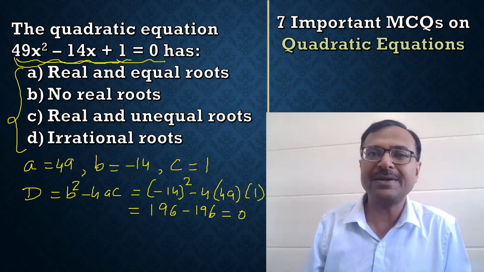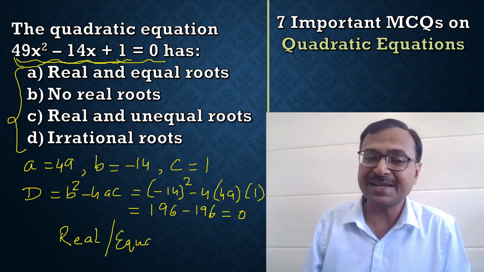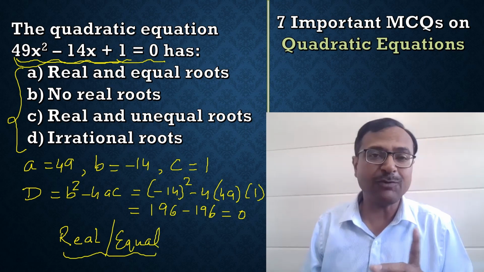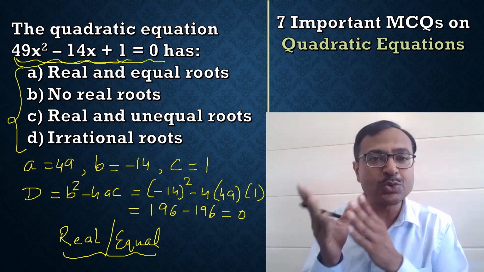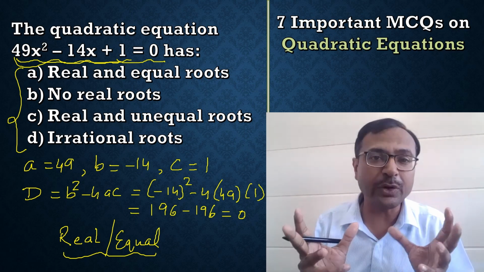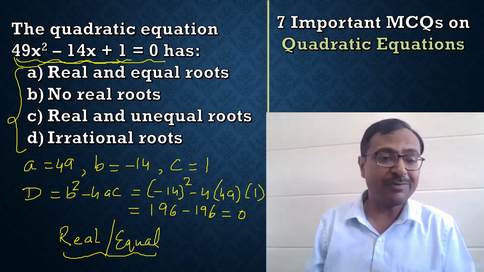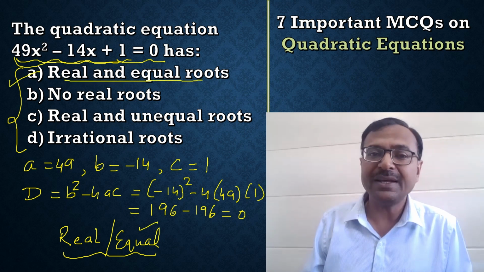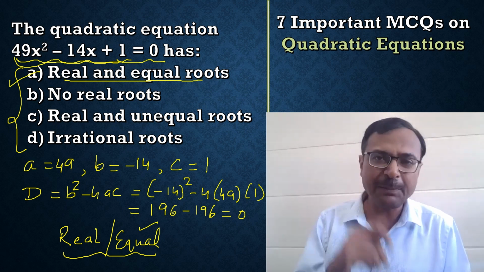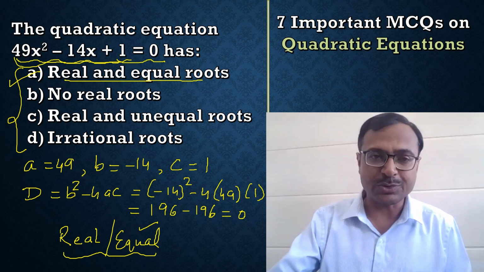And whenever the discriminant is 0, the roots of the quadratic equation are real and they are equal. When you see the quadratic formula, you have plus minus root D. So plus minus root 0, or plus minus 0, is not going to affect the roots, and therefore the 2 roots of the quadratic equation are always going to be equal. So what's the answer for the question? A, real and equal roots. Very important question. The nature of roots is a very important concept for all the class 10 students.